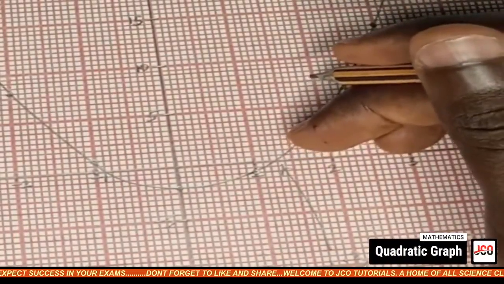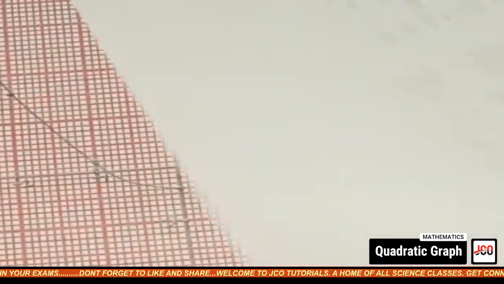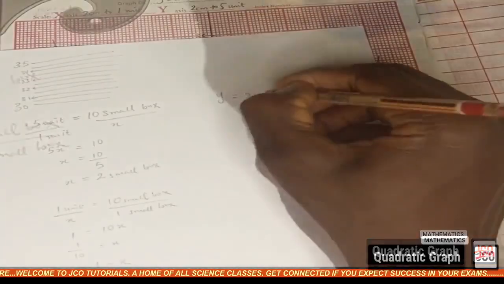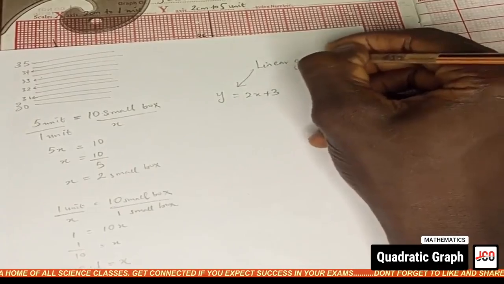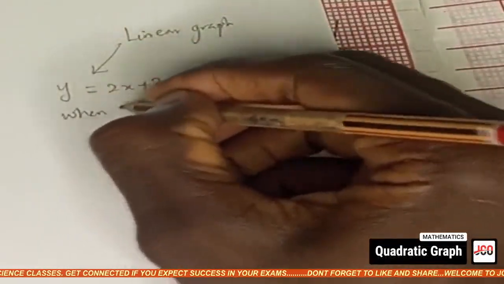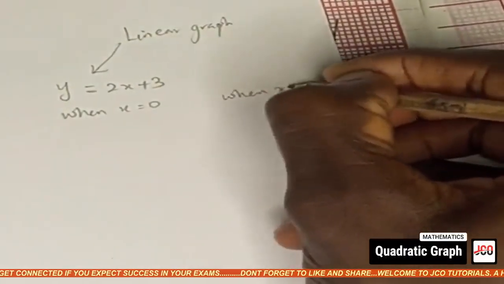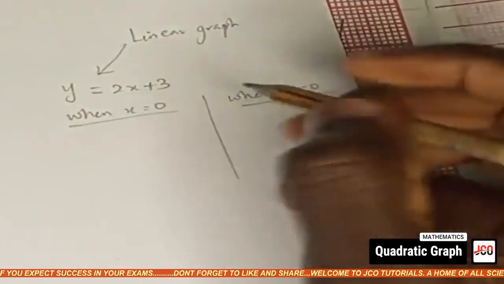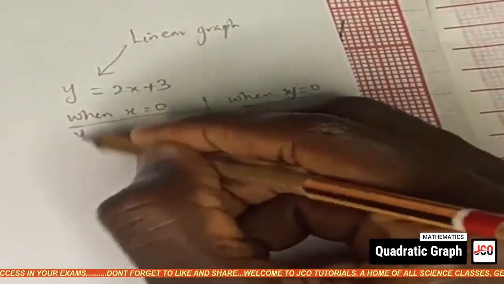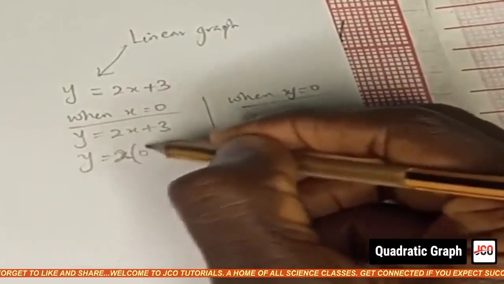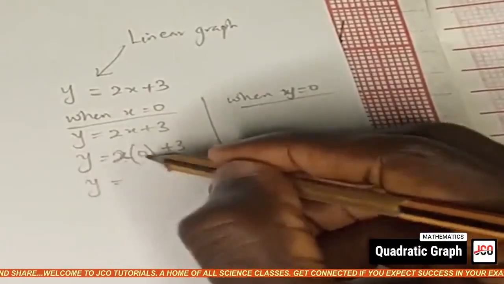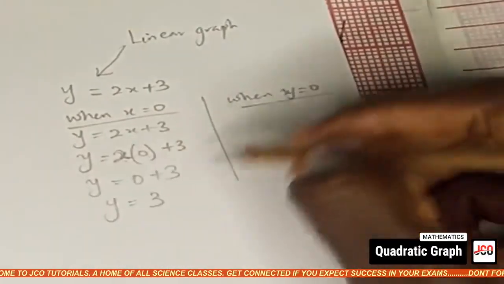Then they are still asking us, on the same graph, to draw the graph of y equals 2x plus 3. This is a linear graph. And by so doing, you have to solve when x is 0 and when y is 0. So in the two situations, we are going to solve. When x is 0, you have y equals 2x plus 3 as the equation. Put x as 0, you're going to have 2 times 0 plus 3. Then y equals 2 times 0, which is 0, plus 3, y is 3. So you get that first.